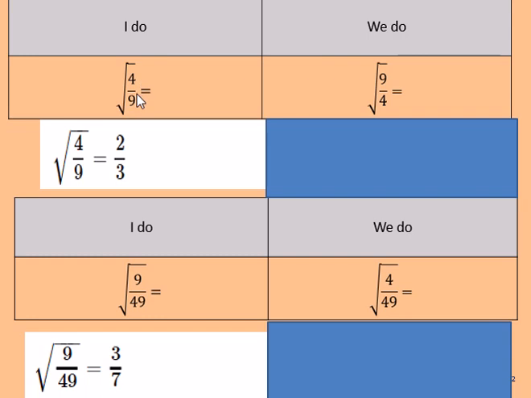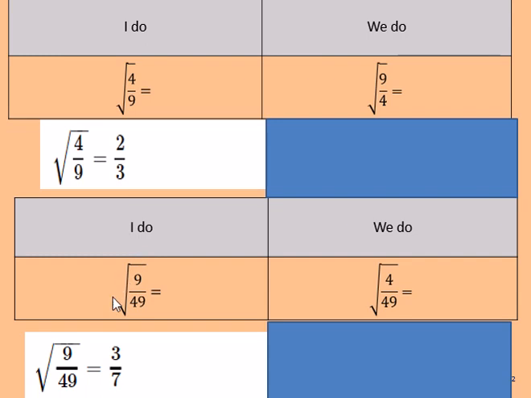So what we have to do is we have to find the square root of the numerator, the number on the top of the fraction, and the square root of the denominator, the number on the bottom of the fraction. So the square root of 4 is 2, so that goes on the top. And the square root of 9 is 3, so that goes on the bottom. So my answer is 2 over 3.